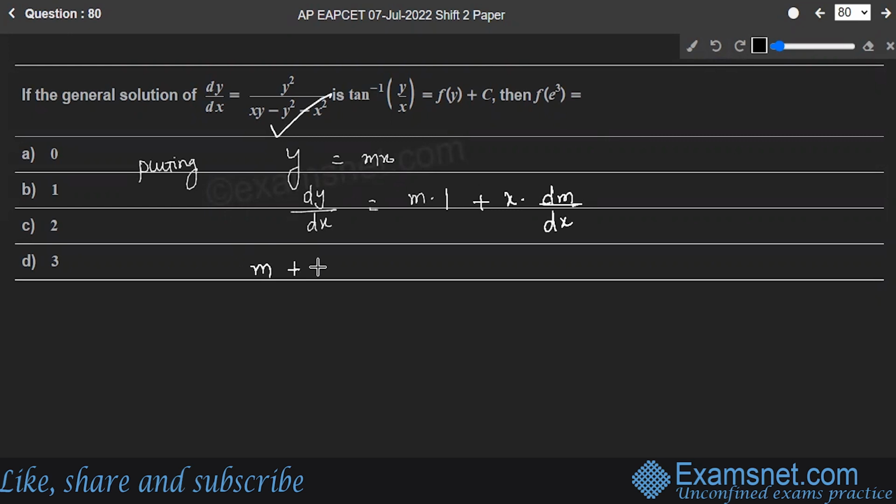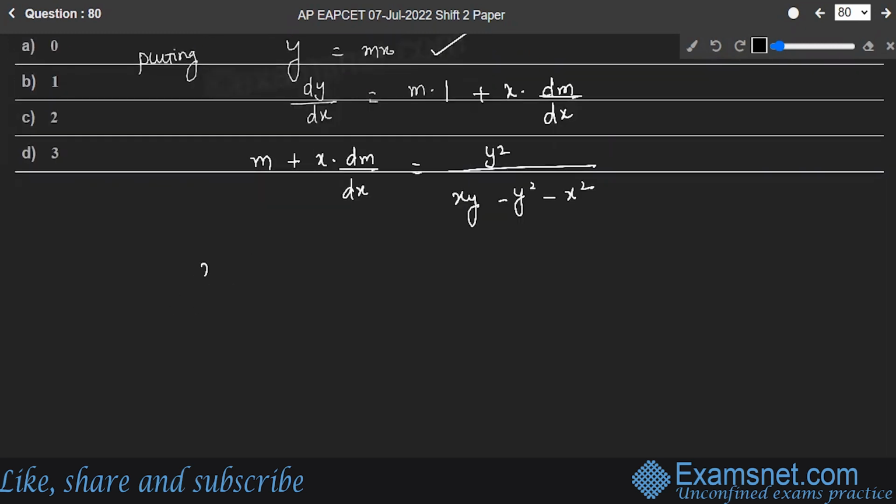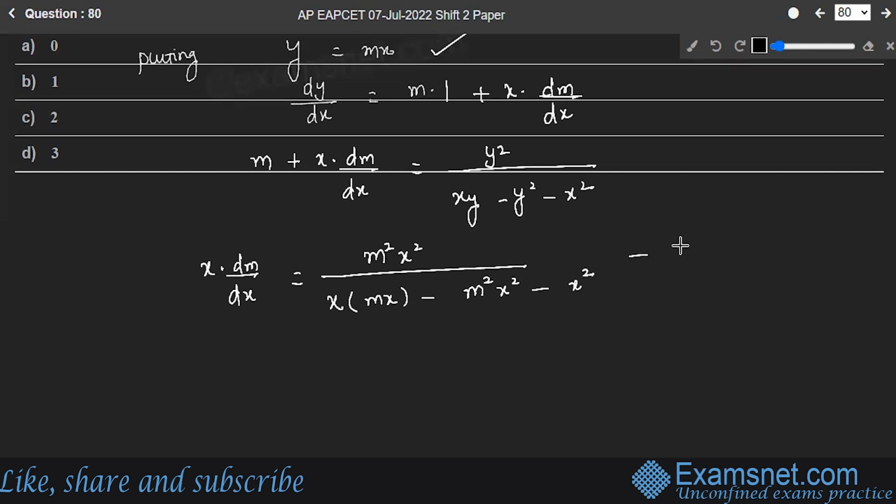You will have m plus x into dm upon dx is equal to y square upon xy minus y square, minus xy. Let's put y is equal to mx over here. So you will have x into dm upon dx is equal to y square is m square x square upon x into mx minus m square x square, minus x square minus m, right?